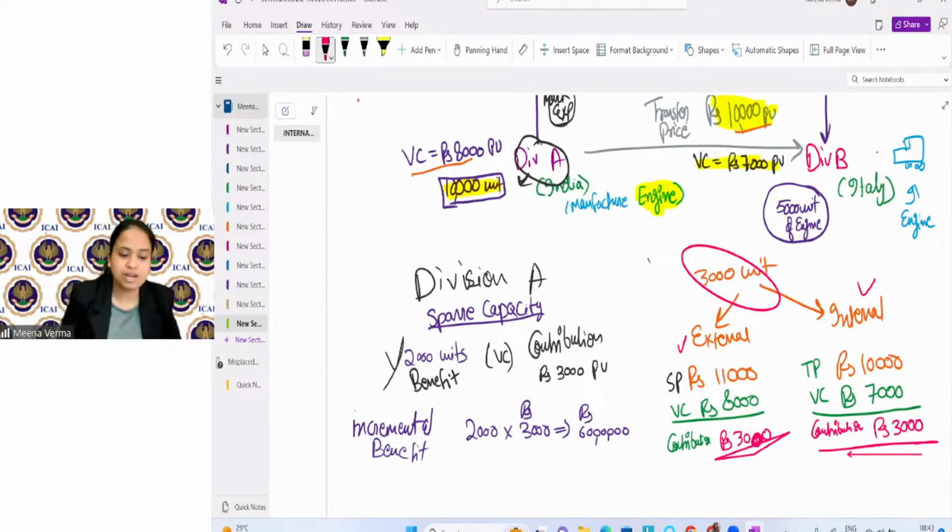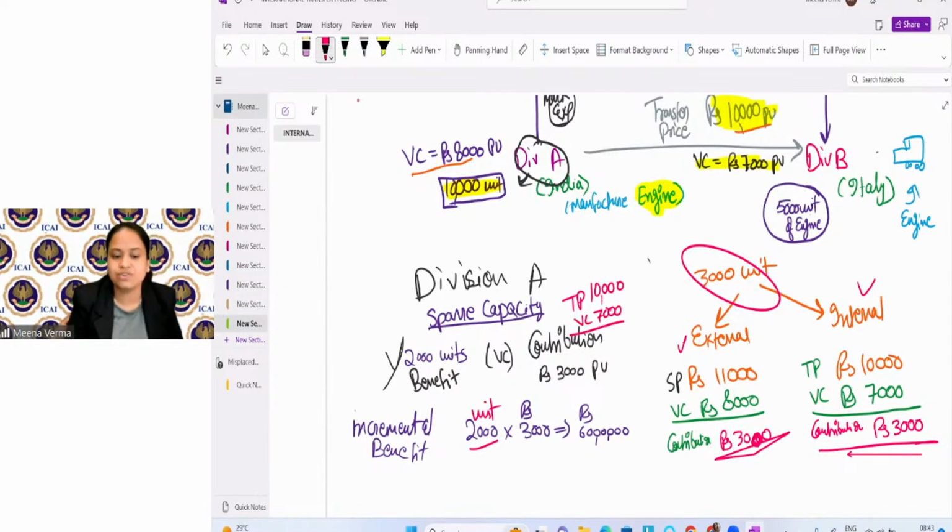There is incremental profit for the 2,000 units, because for the 2,000 units his minimum expectation was to recover the variable cost. He was only expected to recover the variable cost, but he is recovering more than the variable cost. The transfer price here is 10,000, but his variable cost was only 7,000.